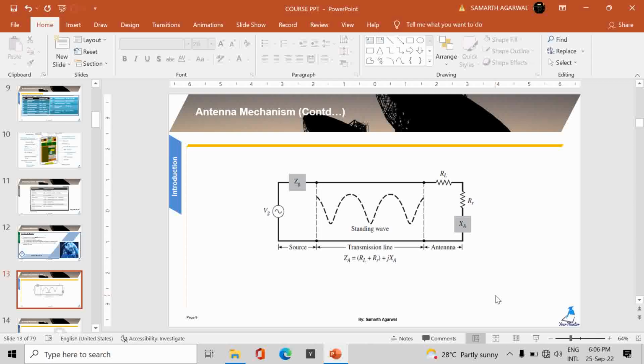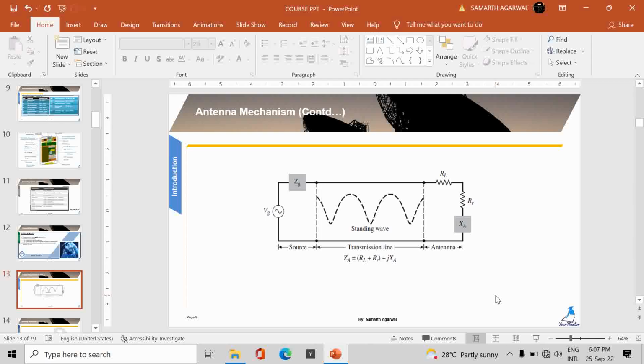In order to have maximum power transfer from the source to the load, your reactance should be zero, because then it will be purely resistive. And we all know that in the case of an antenna, in order to operate, it has to be purely resistive. Then only the Smith chart will come nearby to 50 ohm impedance, and then only your antenna will operate.